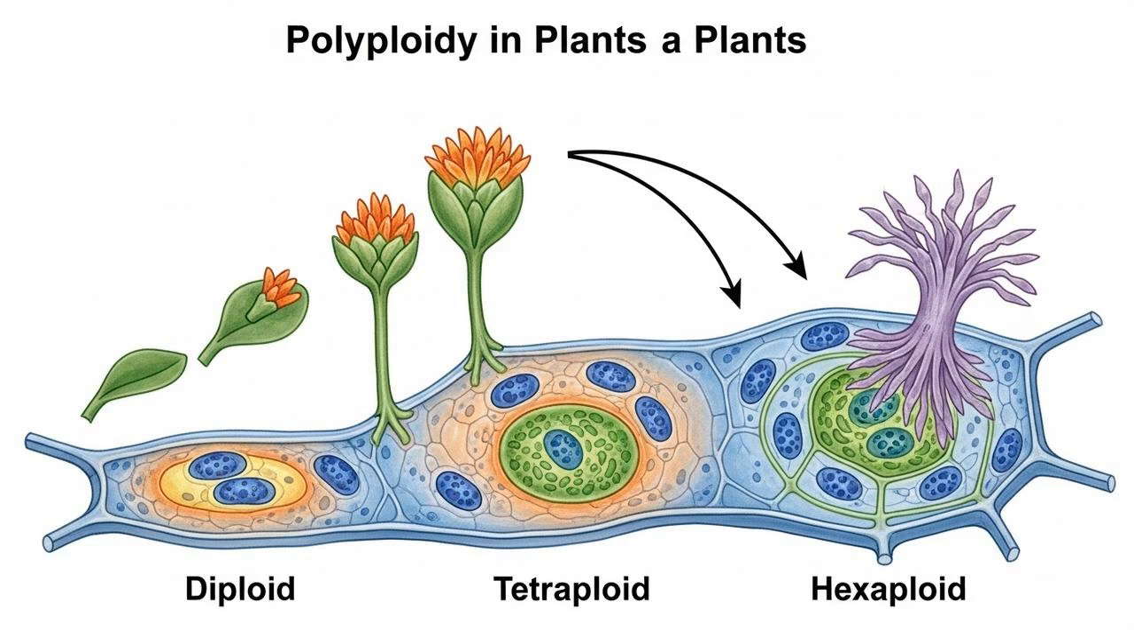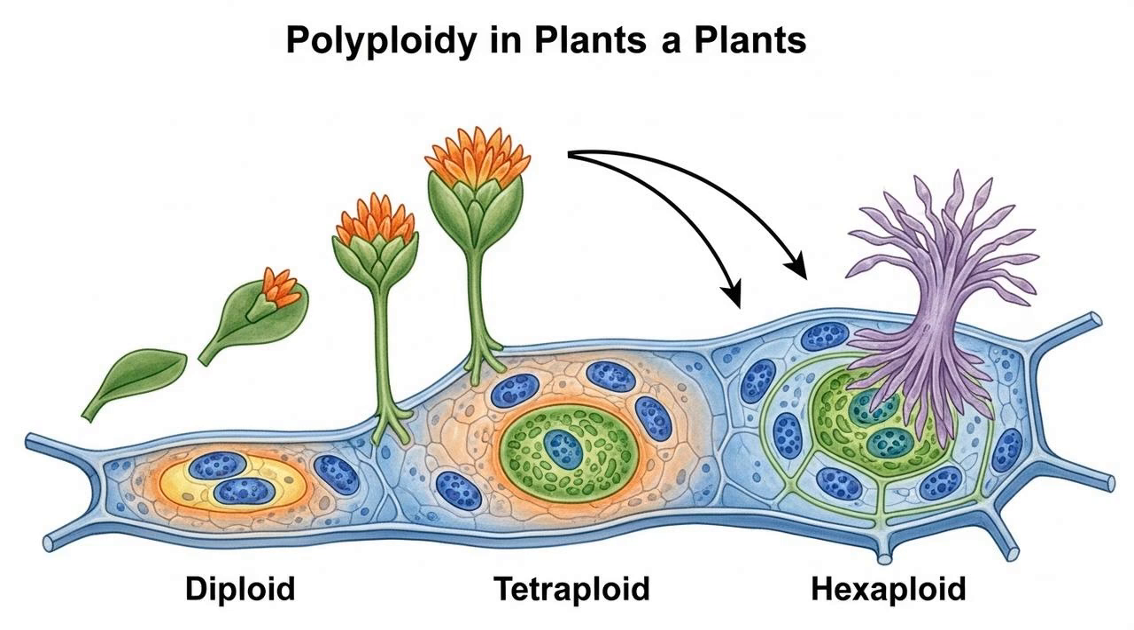It usually happens when errors during the formation of sperm or egg cells lead to gametes that are diploid instead of haploid. If 2 of these unreduced gametes fuse, a tetraploid individual is born. This is a powerhouse of evolution because it can lead to instant speciation. A new tetraploid plant might be reproductively isolated from its diploid parents. If they try to breed, they produce triploid offspring with 3 sets of chromosomes. These triploids are usually sterile because their chromosomes can't pair up evenly during cell division. This reproductive barrier effectively creates a new species in a single generation.